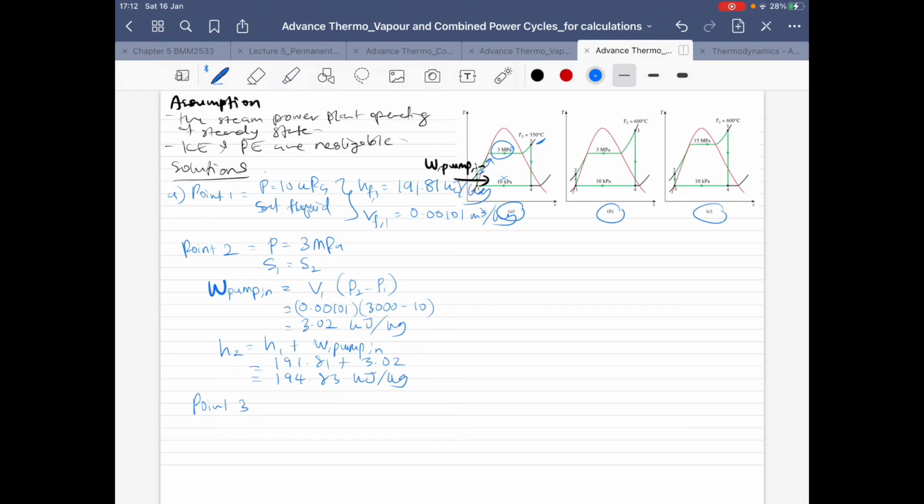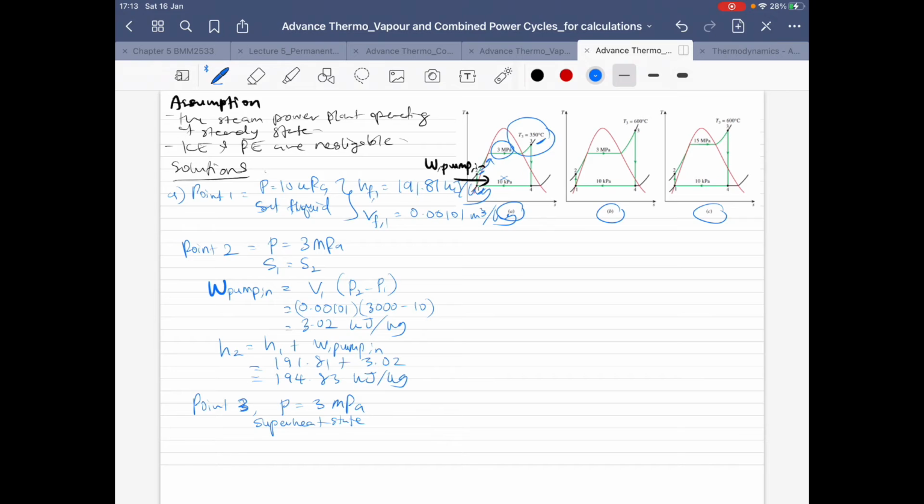So at point 3, given in the question, P3 is 3 megapascal, and we know at this point it's no longer liquid, right? It's vapor. Second, it's already in the situation of superheat. Superheat. So kenapa kita kena mention superheat state ni?